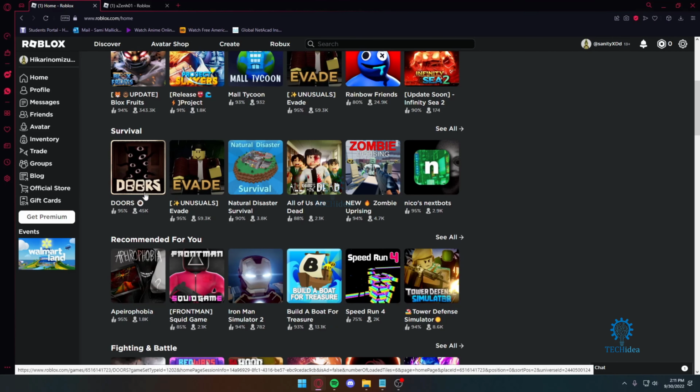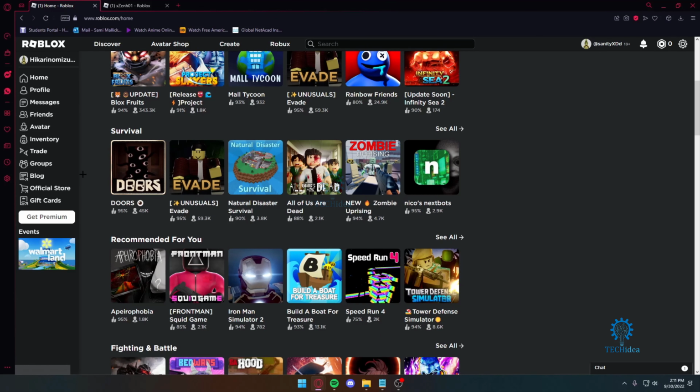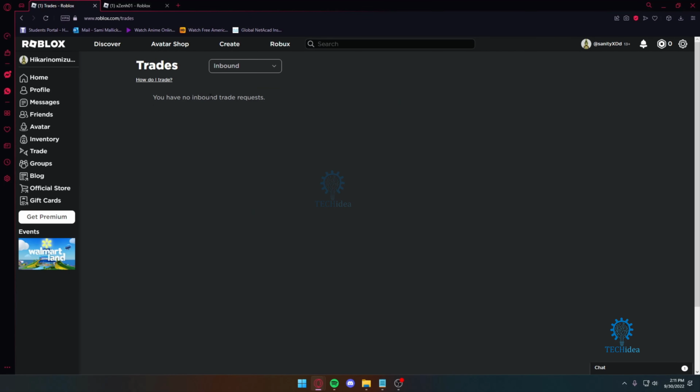And today I'm going to be showing you guys how to trade in Roblox. So in order to trade, over here is going to be your incoming trade. Like if someone sends you a trade offer, this is where you can see them.